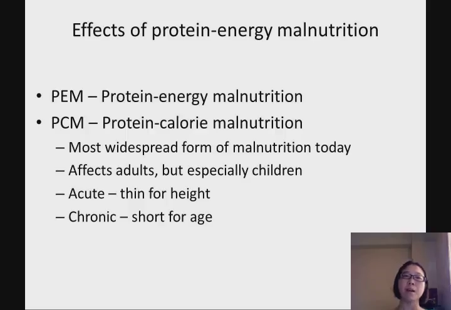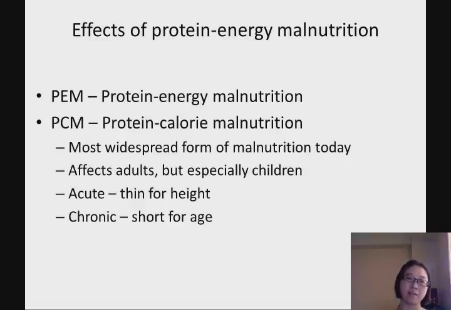Now we are going to talk about the effect of protein energy malnutrition. In every chapter, especially for the macronutrients, we talk about different diseases related to overconsumption or, in this case for protein, when we do not consume an adequate amount of protein, which we call protein energy malnutrition, or protein calorie malnutrition. It's the most widespread form of malnutrition today.